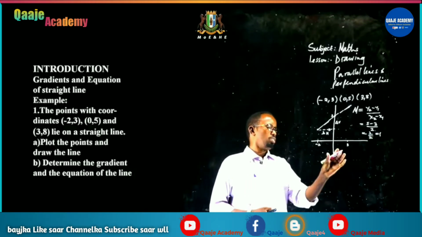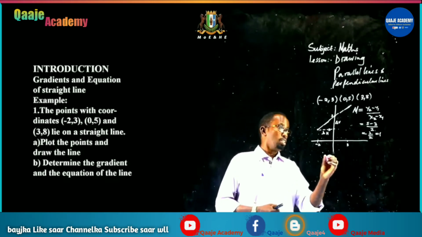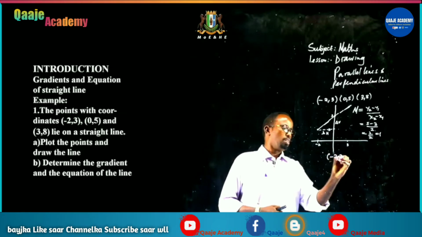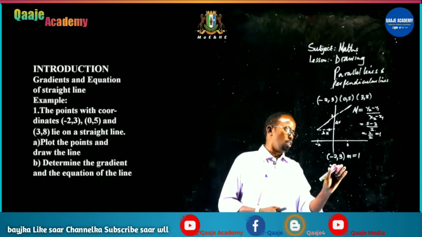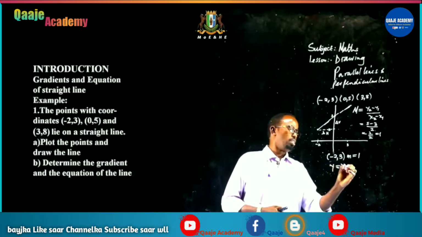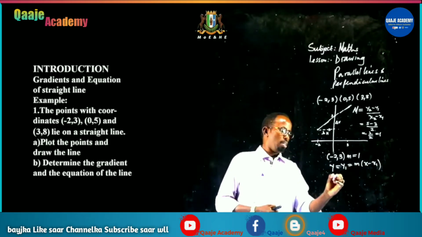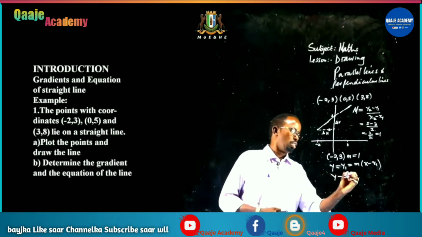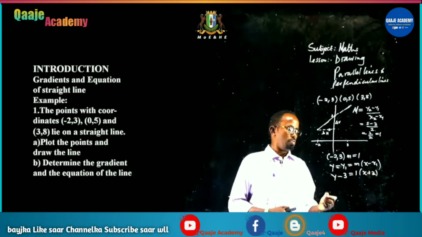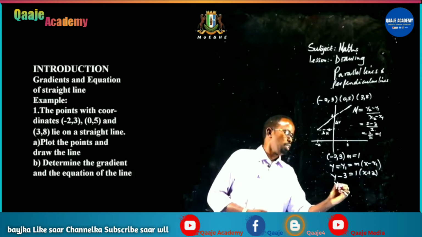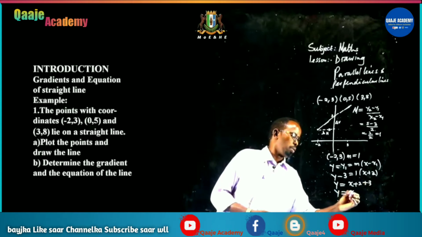So for the equation, you must have 1 point and the gradient. 1 point, we have -2, 3. The gradient m is 1. So y minus y1 is equal to m bracket x minus x1. So y minus 3 is equal to 1 times x minus x1, which is +2. Minus minus is plus, so y will be equal to x plus 2 plus 3. y will be equal to x plus 5.